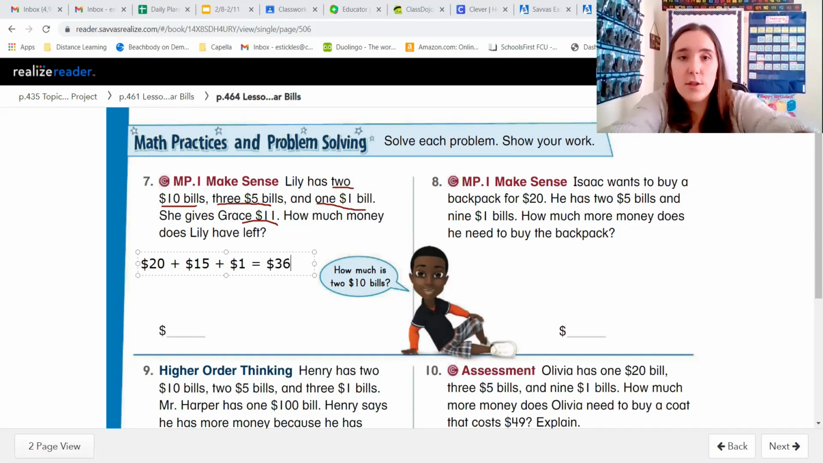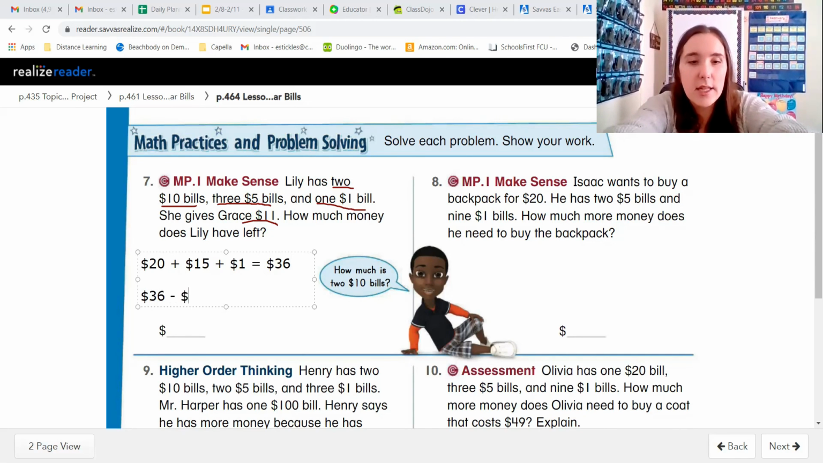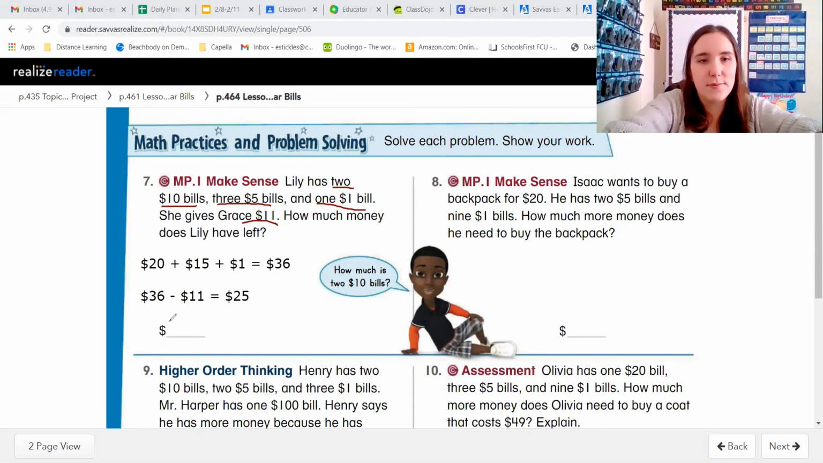So she has $36. But then she gives Grace $11. So now I have a subtraction problem. I have $36 minus the $11 that she gives to Grace. Well, I know 6 minus 1 would be $5. And 3 tens minus 1 would be 2. So that means that she has $25 left. That is how much money Lily has left. Not too bad. You just have to take your time and break it into the steps.